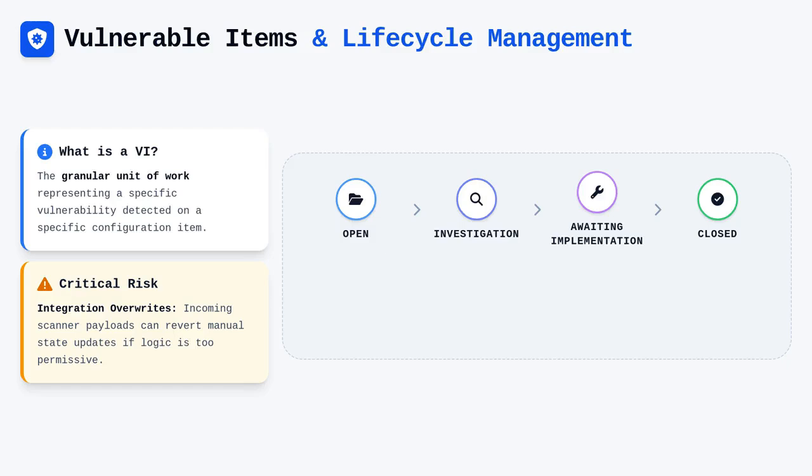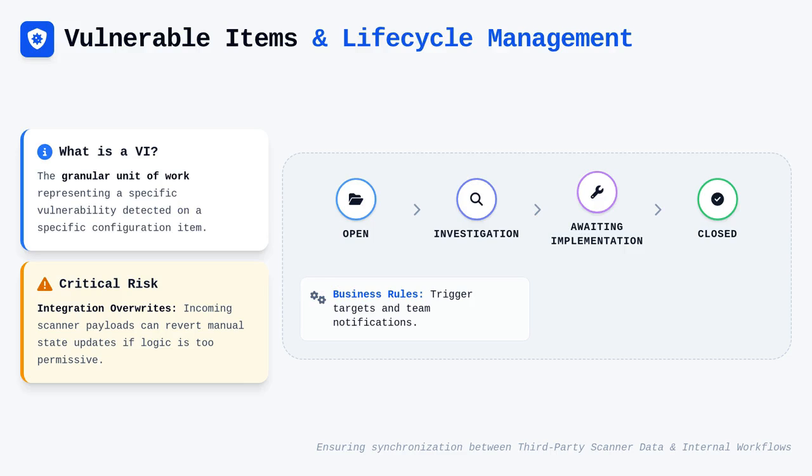We must consider that these state transitions are not merely administrative labels. They often trigger business rules that execute critical logic, such as updating remediation targets or notifying assigned resolution teams. When designing these workflows, one must be cautious of how internal states interact with third-party scanner data streams, which frequently send updates back to the platform to synchronize status. If your logic is too permissive, an incoming integration payload might overwrite a manually updated state, effectively reverting hours of remediation work. Therefore, we utilize condition-based read-only constraints to lock records that satisfy specific criteria, ensuring data provenance remains intact during bulk processing.